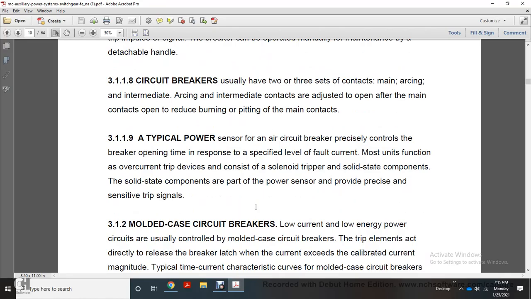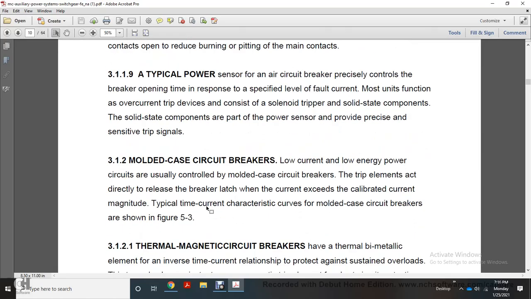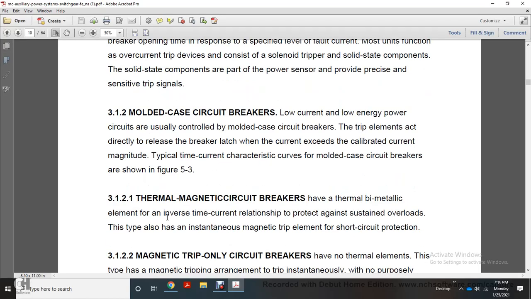Most units function as an overcurrent trip device, consisting of a solid state solenoid tripper, with the solid state components as part of the power sensor providing sensitive trip signals. Molded case circuit breakers: low current, low energy power circuits are usually controlled by a molded case circuit breaker. The trip elements directly release the latch if the current exceeds the calibrated current. The magnitude, type of current, and characteristic curve of molded case circuit breakers are shown in Figure 5.3.